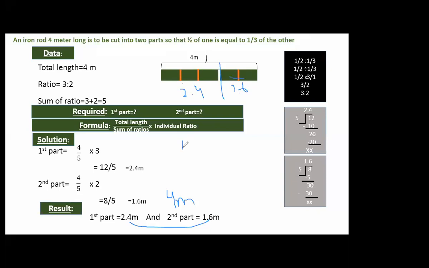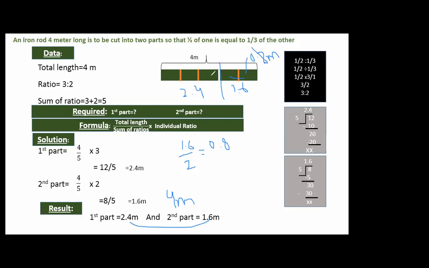2. If I want to find the length of this one part, 1.6 divided by 2 gives the answer 0.8. That means one part is of 0.8 meters. Is it clear? One part is of 0.8 meters, and how many parts are there?